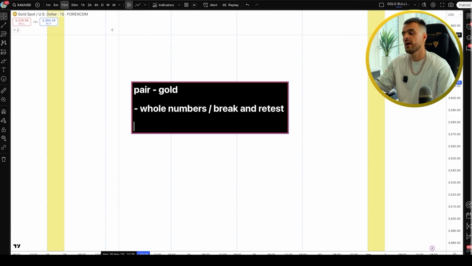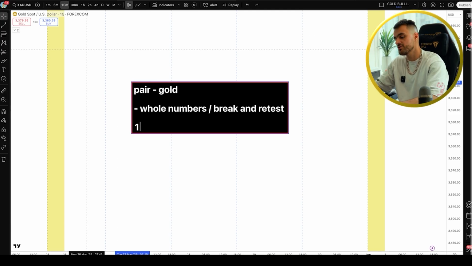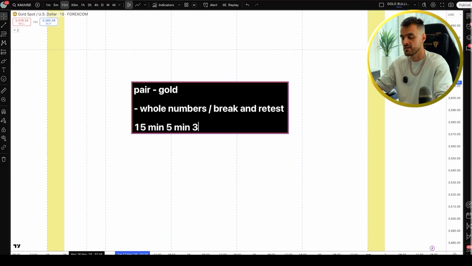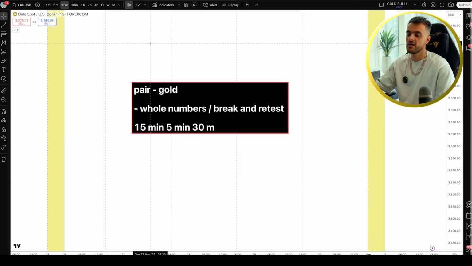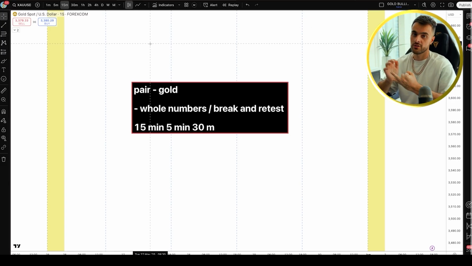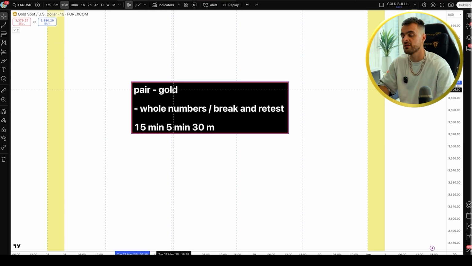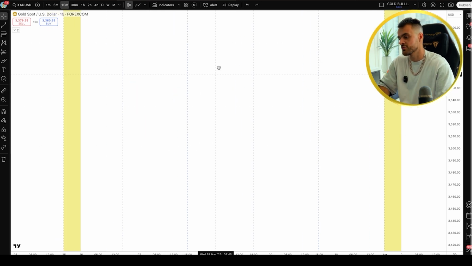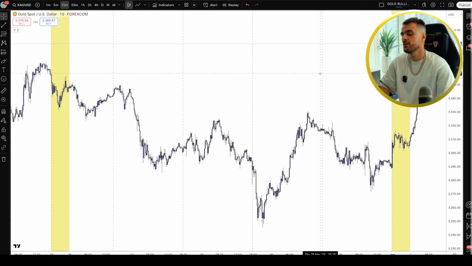And then you can focus on any time frame really, but we're gonna choose the 15-minute, the 5-minute charts, mainly some of our smaller time frames like the 30-minute. So when it comes down to backtesting, pick your pair, pick your strategy, pick a time frame that you're mainly gonna focus on, as if you were gonna trade it, that fits your style. So all I'm gonna look for is break and retest first. I'm not even gonna start off with the whole numbers.